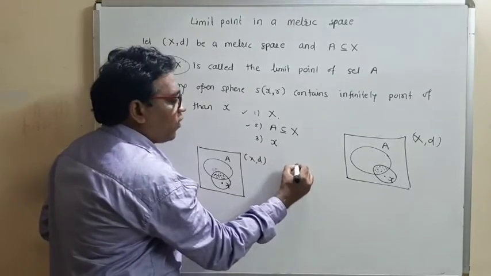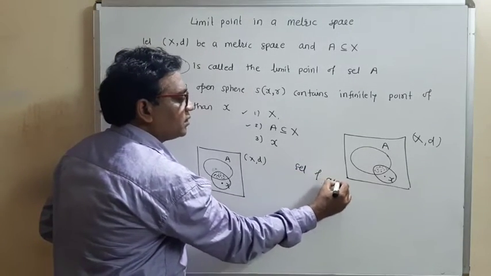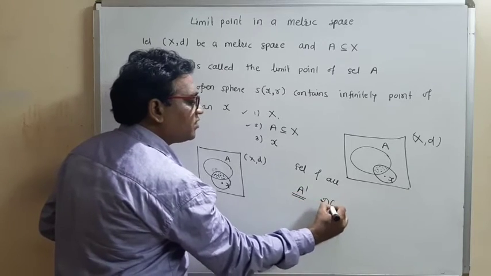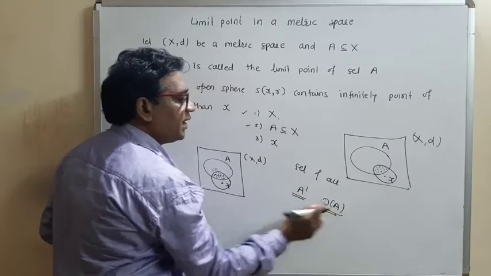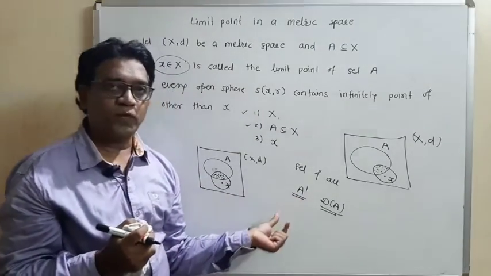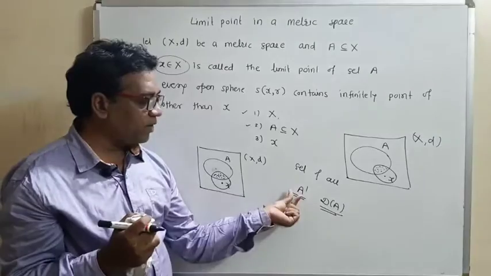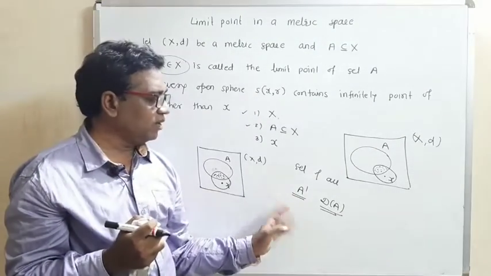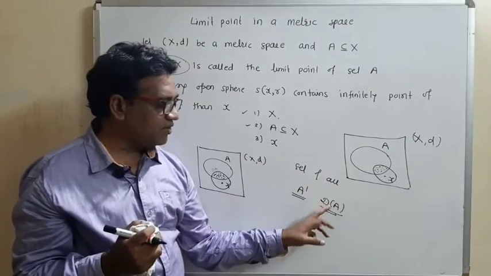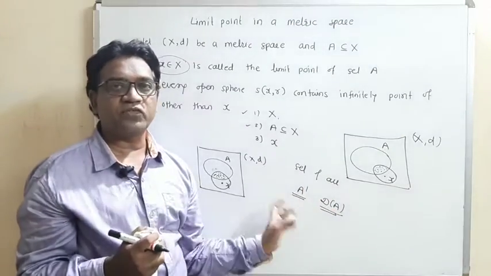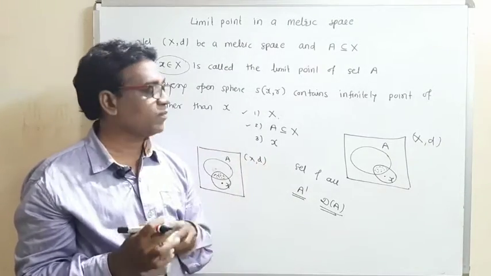Now the set of all limit points is denoted by the notation A dash, or by the notation derived set of A. These are the notations for the set of all limit points.